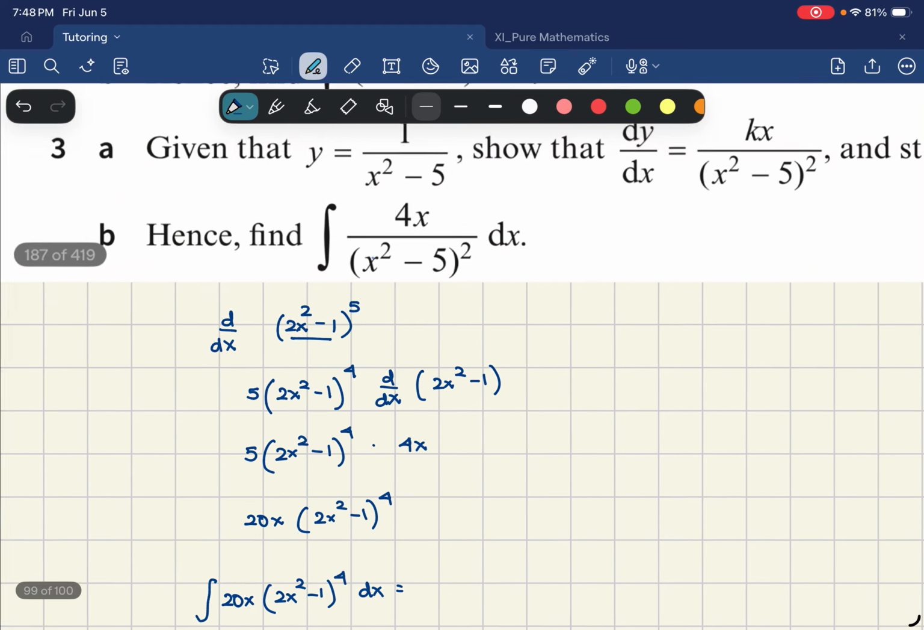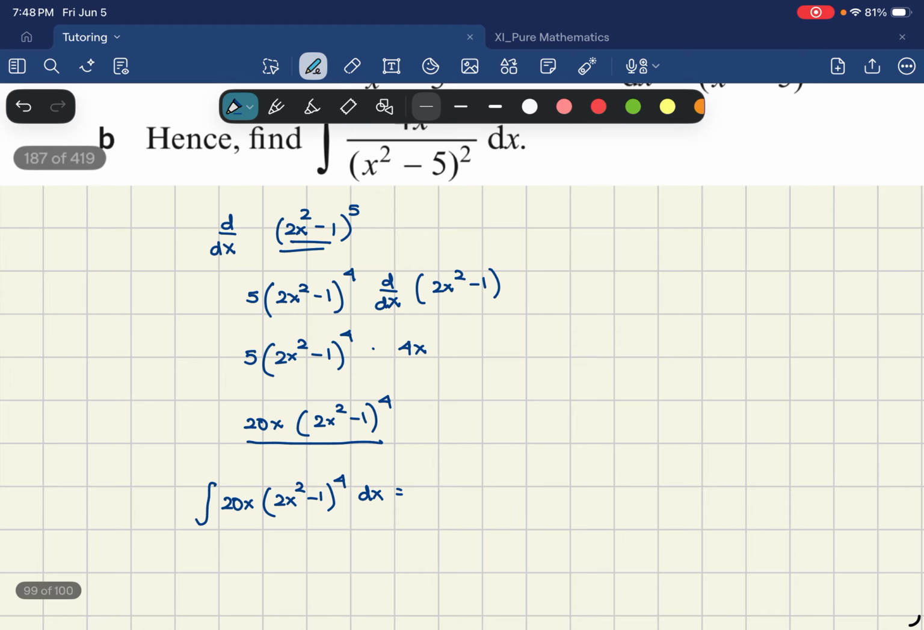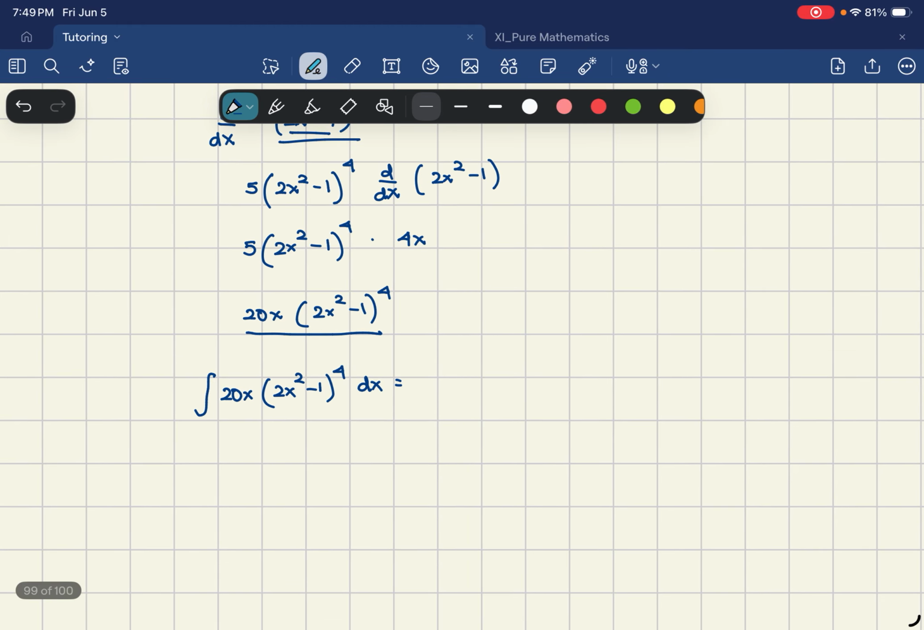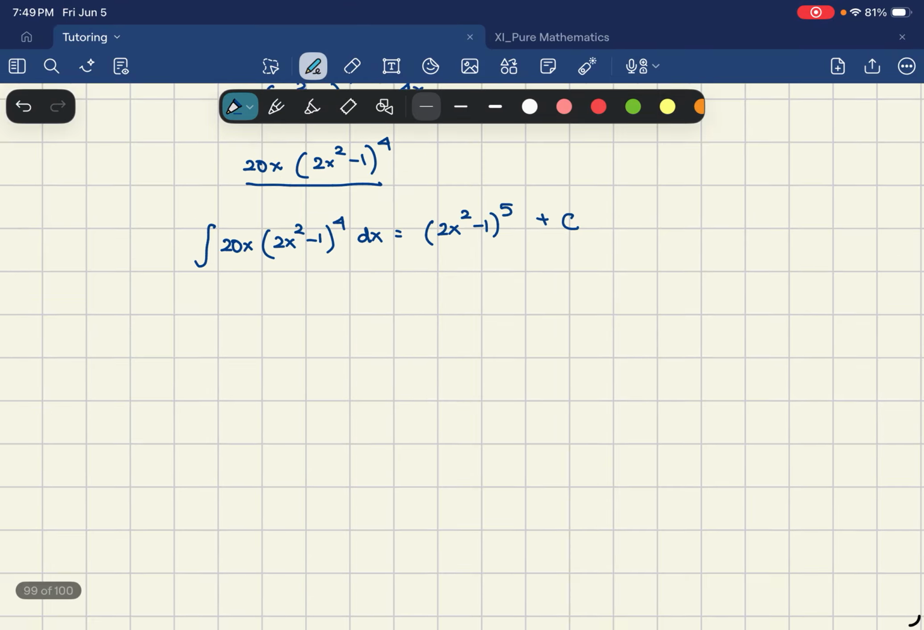And now you know that integrating this expression will give you this expression, right? If you integrate this, you are going to get this. If you integrate your result after differentiating, you should get the function that you started with, right? So if you integrate your answer after you differentiate, you should get the function that you started with. And do not forget plus c.